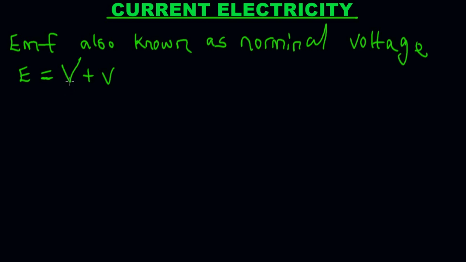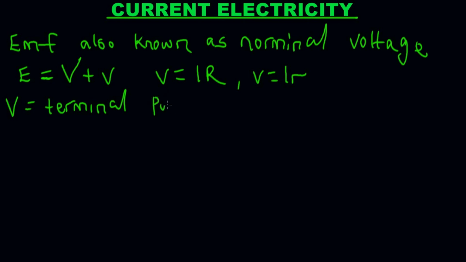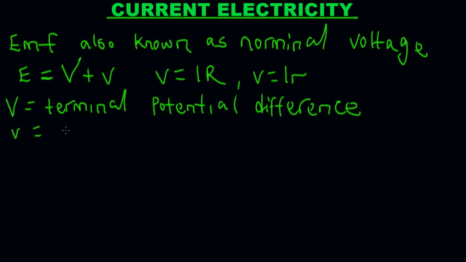And then we said our terminal potential difference, which is this V here, is given as IR, right? And our lost voltage, which is a small v, is given as Ir. So we could say that this is our terminal potential difference, where the smaller v is our lost voltage.